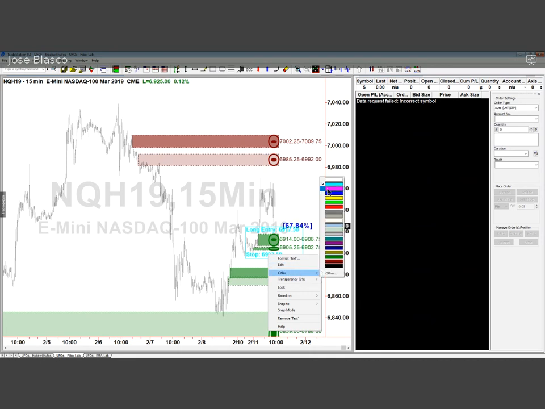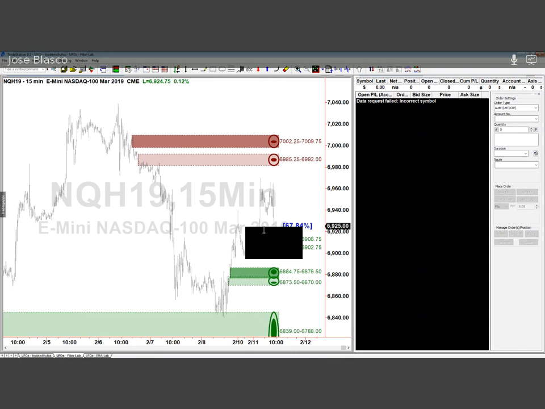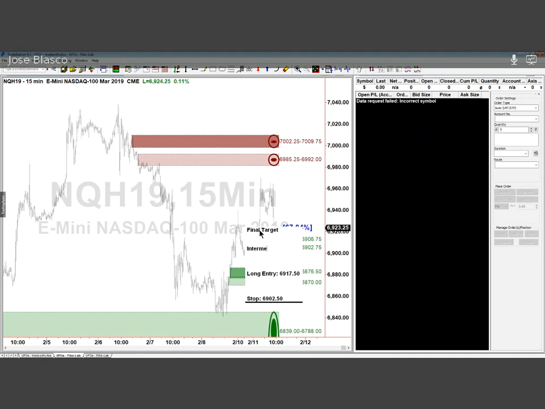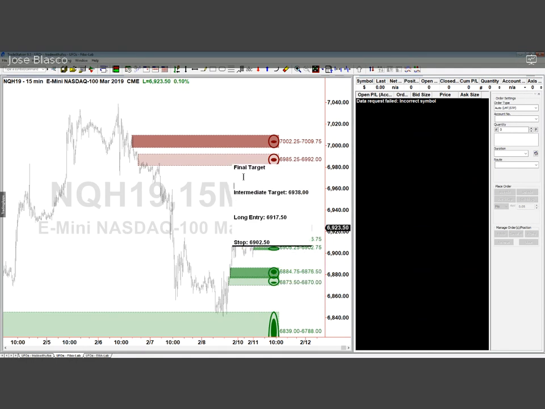I'm going to change the color to blue. Okay, we also said that we will want to have a final target, but also an intermediate target. Okay, we said we want it to be 6938.00, if I'm not mistaken. So let me move this up here. So this is how it would look on the chart, more or less. And the final target is going to be 6985.25. Okay, so that would be the plan. Here we go. So that's the plan.